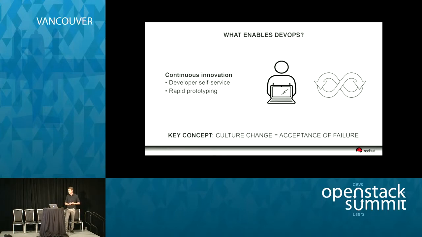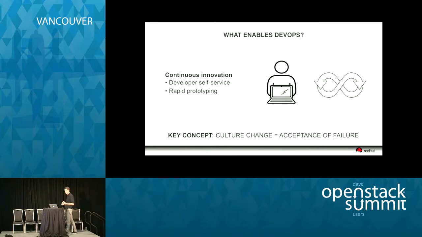And then thirdly, continuous innovation. Enabling your development organization, getting out of the way, eliminating that bottleneck, and providing self-service to your developers, providing them access to the tools and platforms that they need, and then also enabling them to do rapid prototyping. Being able to provision out the environments they need and test things out.